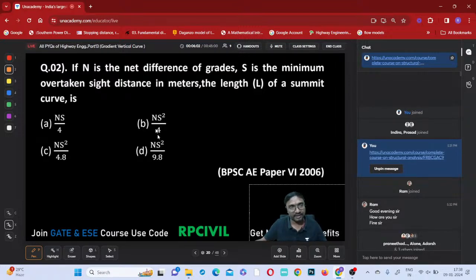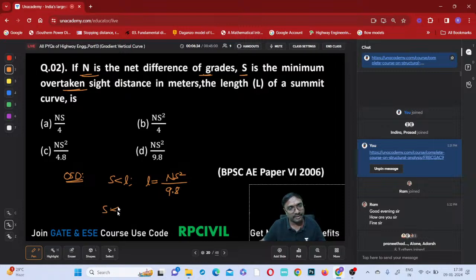Right. So what is that? If it is OSD, N is the net difference and S is the minimum overtaking sight distance, right? Whenever it is given as OSD, what is it you can say? Sight distance lesser than the length. What is that? L you can say NS square by 9.8, actually capital H is 1.2, right?